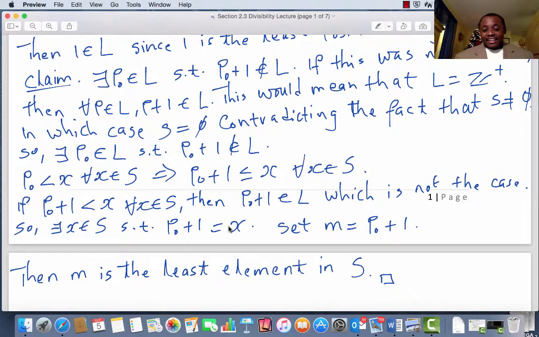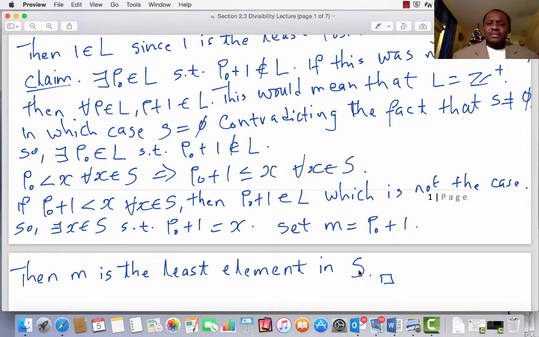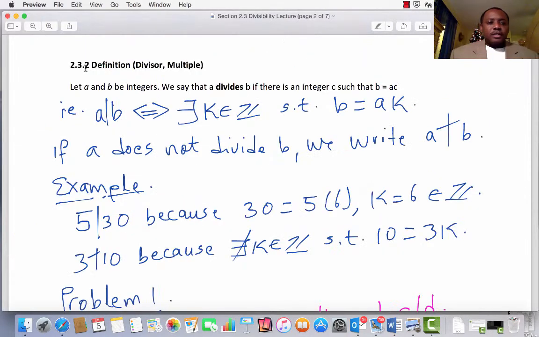Right here. Set my M to be P0 plus 1, then M is the least positive integer in S, and that proves the Well Ordering Theorem. Very simple proof, nice theorem, and very important. I expect every abstract algebra student to be able to articulate this proof.